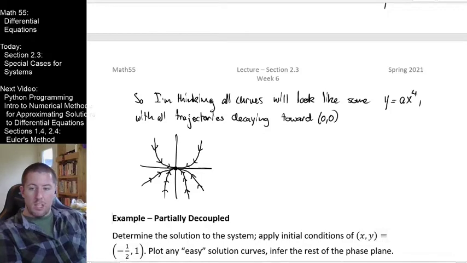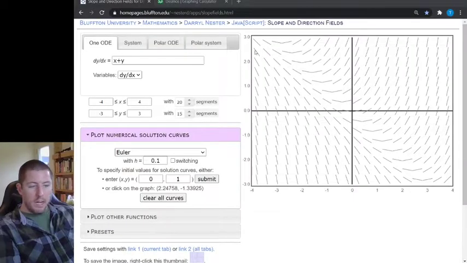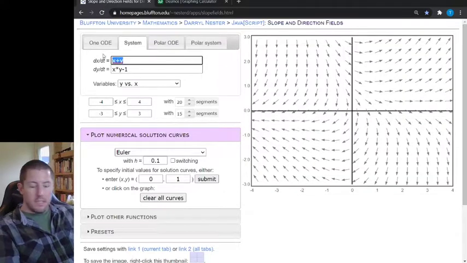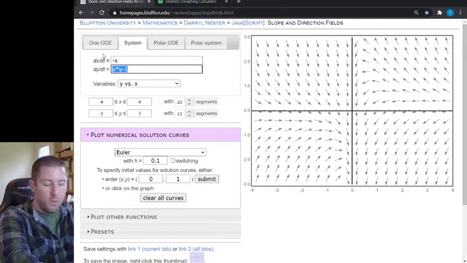Let's go ahead and check technology and see if this graph agrees with what we're looking at right here. We've got the equation. We're going to go over to systems here. We've got dx/dt equals negative x. We've got dy/dt equals negative 4 times y.